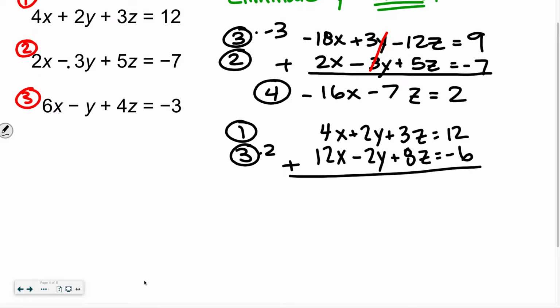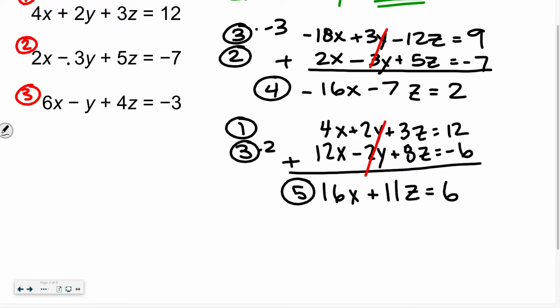The y's are already opposite. This is plus 2y, and this is negative y. So we just need to multiply by a positive 2. We'll have opposites. Okay, you should be canceling this same variable. Don't cancel x, then cancel y. That's not helpful. You gotta cancel the same variable 2 times. So we come up with 16x plus 11z equals 6. Did I do my math correctly? Okay.